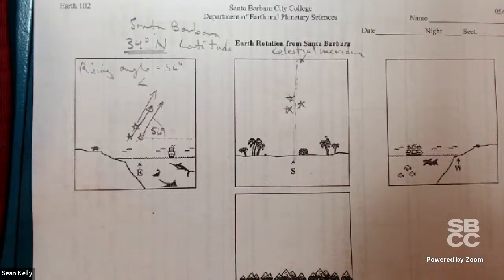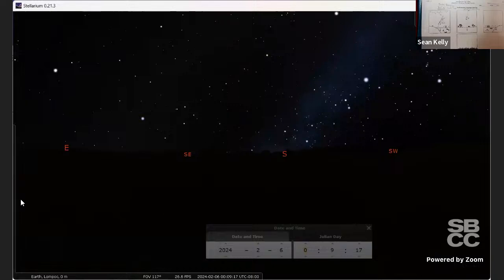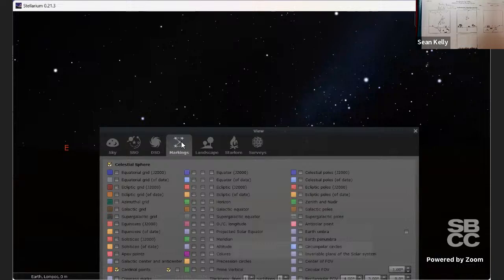Let's go ahead and check it now. So we're going to Stellarium. And this time, we're going to look specifically to the south. Now, I could actually turn on, let me do this. I want you to see this. I'm marking, and remember the word meridian. I'm going to mark the meridian, okay?